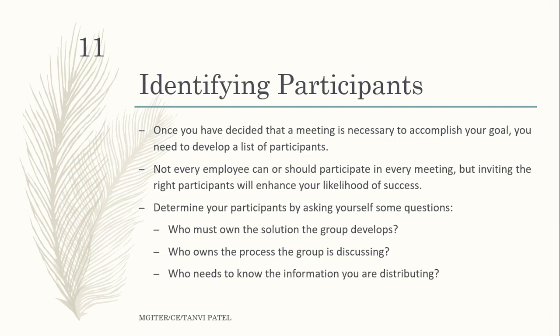You should ask yourself some questions about the participants who are taking part in the meeting. Who must own the solution the group develops? Who owns the process the group is discussing? Who needs to know the information you are distributing? It means the participants taking part in the meeting should be aware of the meeting, and the groups which are developing the application or anything about the meeting should also know the solution.